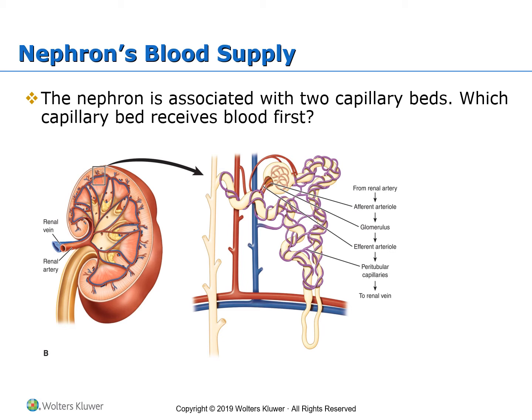Now, those peritubular capillaries will transform into venules and will become branching into bigger and bigger veins that will bring the blood back to the vein.